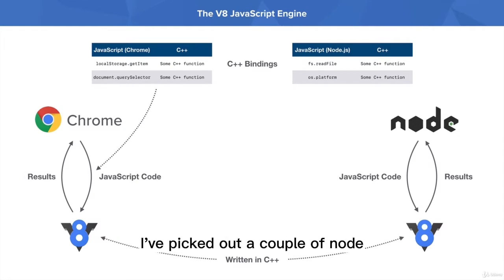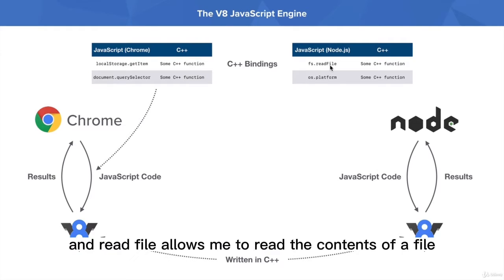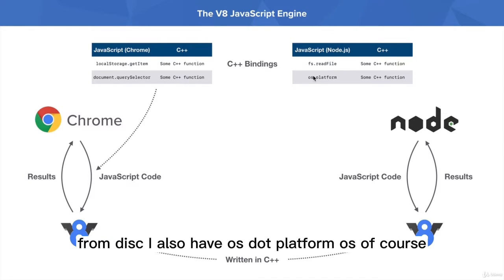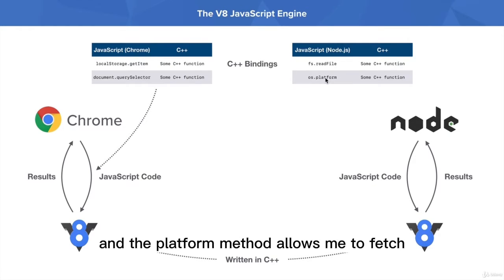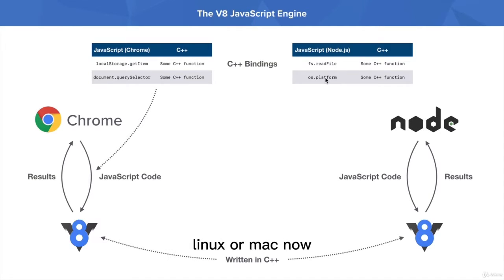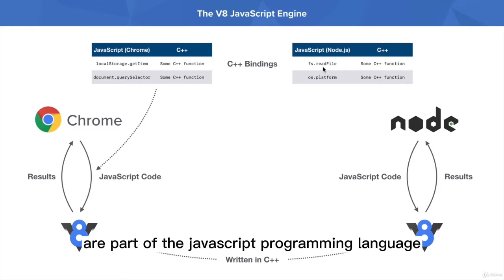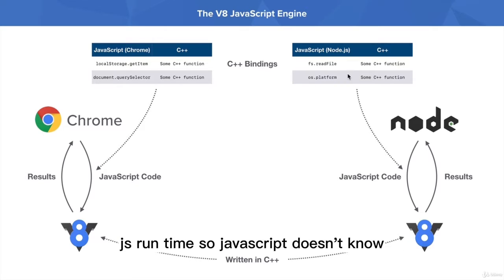Over here, I've picked out a couple of Node.js methods that you'll be familiar with by the end of the next section. I have fs.readFile. Fs stands for file system, and readFile allows me to read the contents of a file from disk. I also have os.platform, OS of course standing for operating system, and the platform method allows me to fetch the name of the platform I'm running on, such as Windows, Linux, or Mac. Now, neither of these methods, once again, are part of the JavaScript programming language. They're provided to V8 as part of the Node.js runtime.